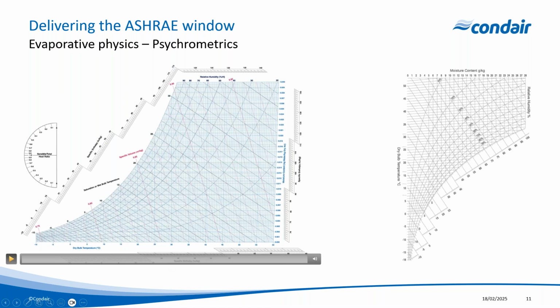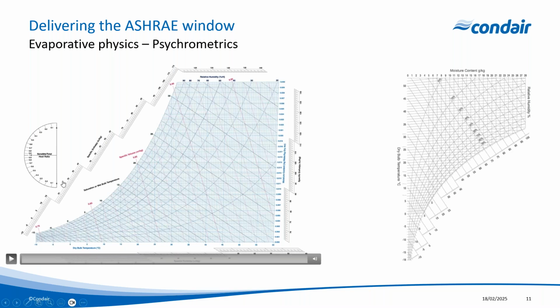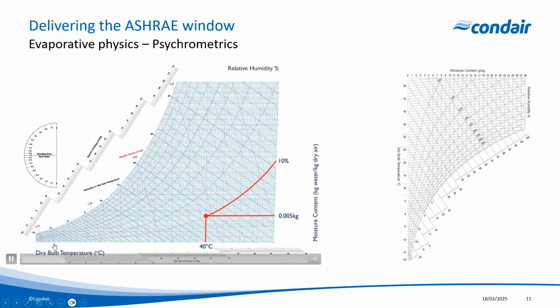Now, specific enthalpy is actually a really key parameter for us when we start talking about evaporative or adiabatic products and the process, because the adiabatic process is a constant enthalpy process. So it follows lines of constant enthalpy. So if we know a starting position, we can actually plot that adiabatic process on the chart.